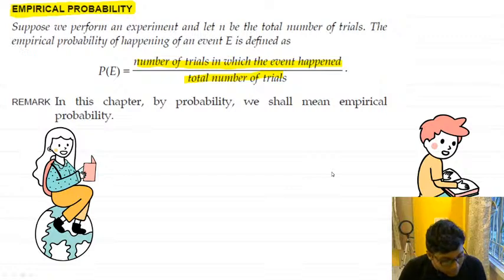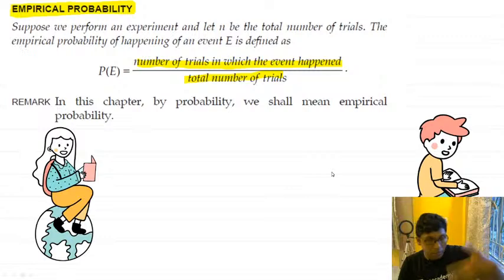Event tells what is the outcome. Yes, event tells what is the outcome, what outcome we got.